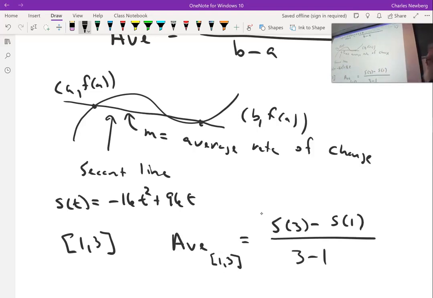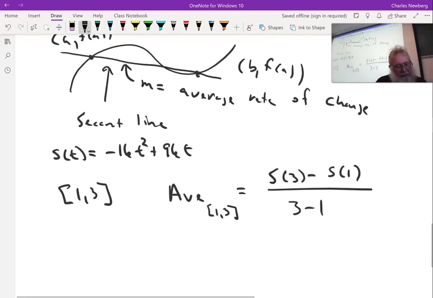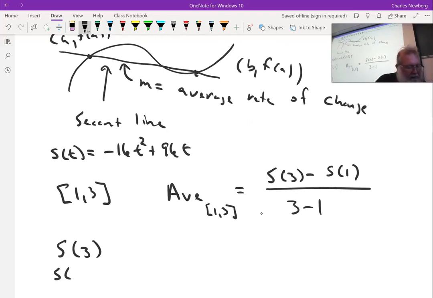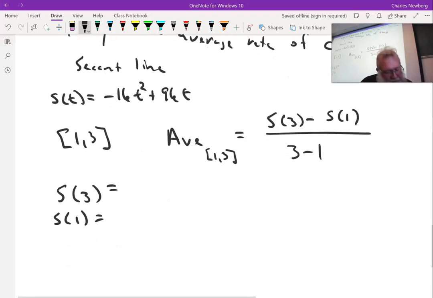So what do we need to do? We need to figure out what S of 3 is and what S of 1 is. So let's find S of 3 and S of 1 as some scratch work. We're going to put 3 into this formula, and we're going to put 1 into this formula, and we're going to divvy this task up. S of 3, these 2 rows here, you find what S of 3 is, the height at 3 seconds. The rest of you, you get 1. Put 1 into the function there and come up with the value. And I'll take care of the denominator. 3 minus 1 is 2.